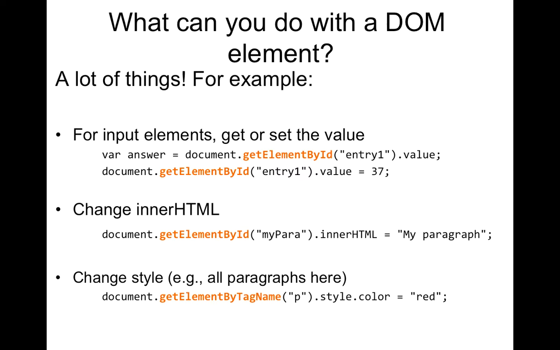So this is kind of a complicated example of dot notation, but each of these dots is referencing a property of an object. Starting from the left, the document is an object. It has a method called getElementByTagName, which returns an object. That object has a property called style, which is in itself an object that has a property called color.